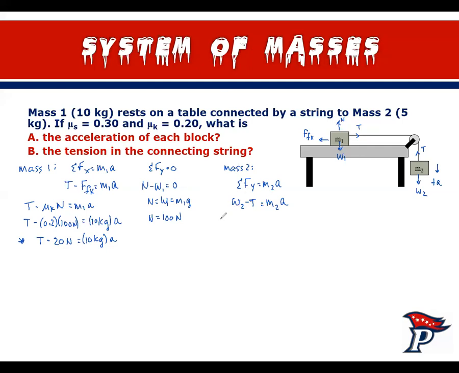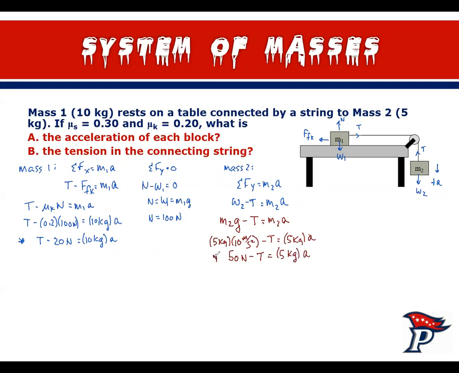M2, how do we calculate the weight? We know it's M2 times G minus tension, which we don't know, equals M2 times A. M2 is 5 kilograms, right? So 5 kilograms times 10 minus T equals 5 kilograms times A. So that's 50 newtons minus T equals 5 kilograms times A.